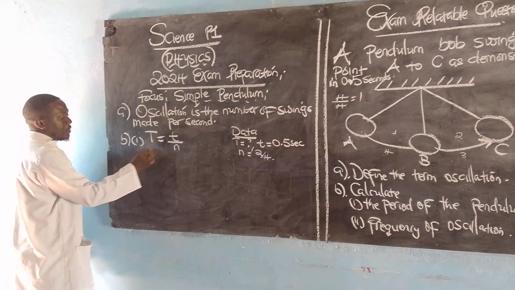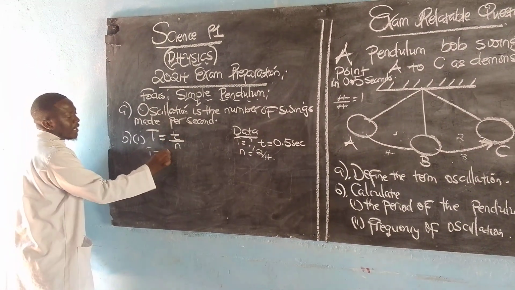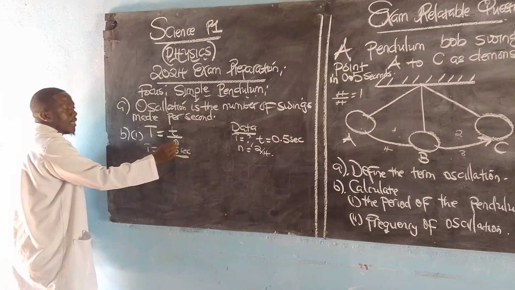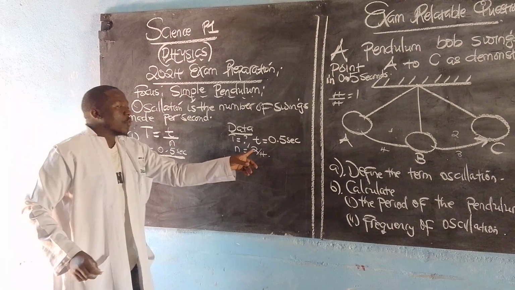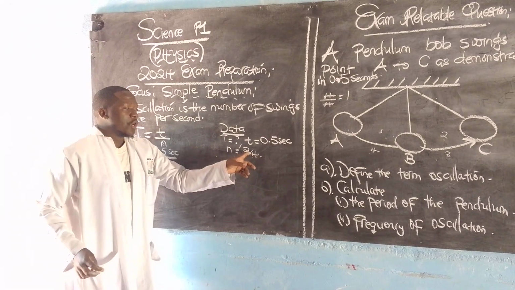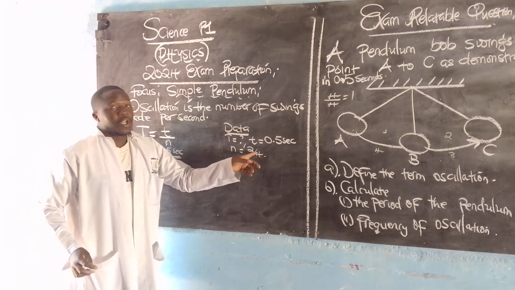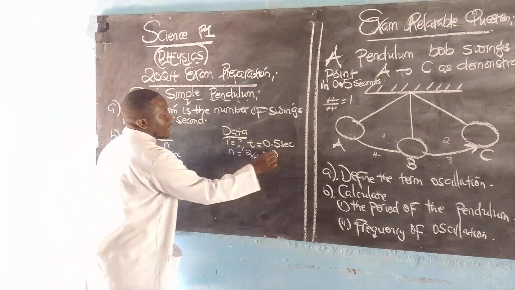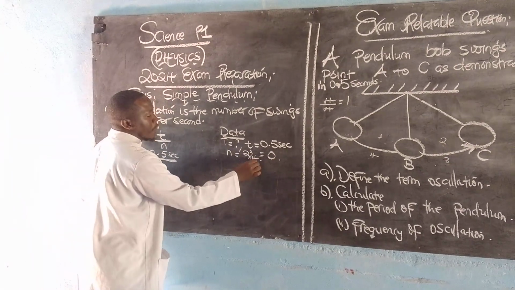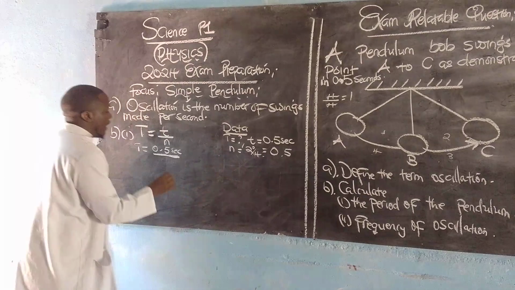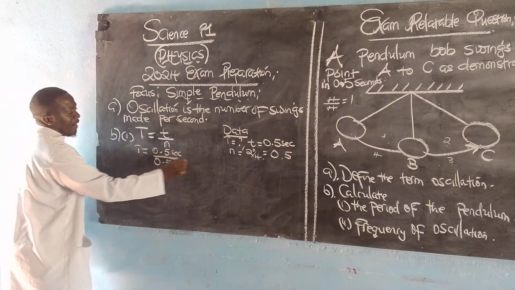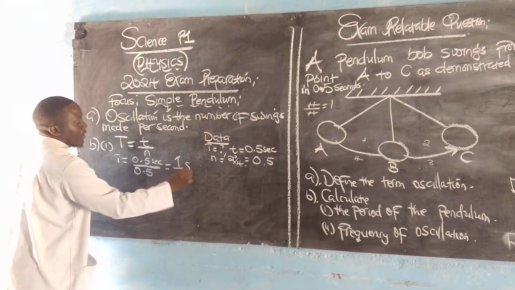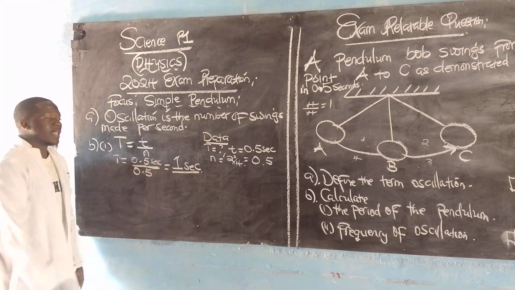So we're going to substitute. So the time taken is 0.5 seconds over the number of oscillations, 2 over 4. And when we turn 2 over 4 into a decimal, it's going to give us 0.5, because 4 into 2 gives us a 0, then 4 into 20 gives us a 5. So this is 0.5. So we're going to say 0.5 divided by 0.5 is 1. So this is giving 1 second.